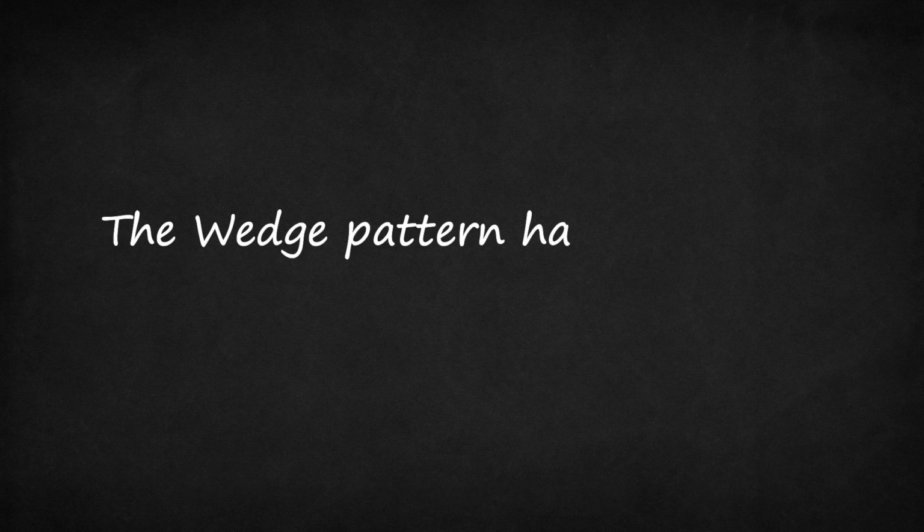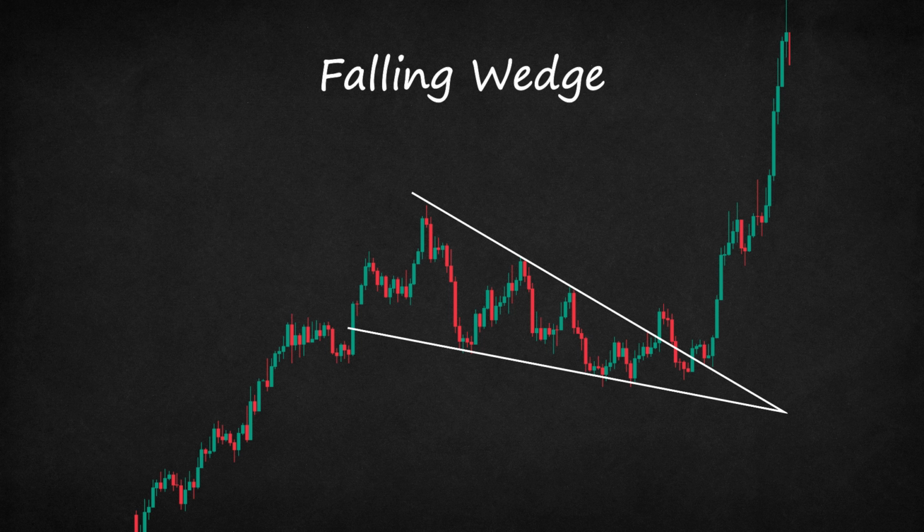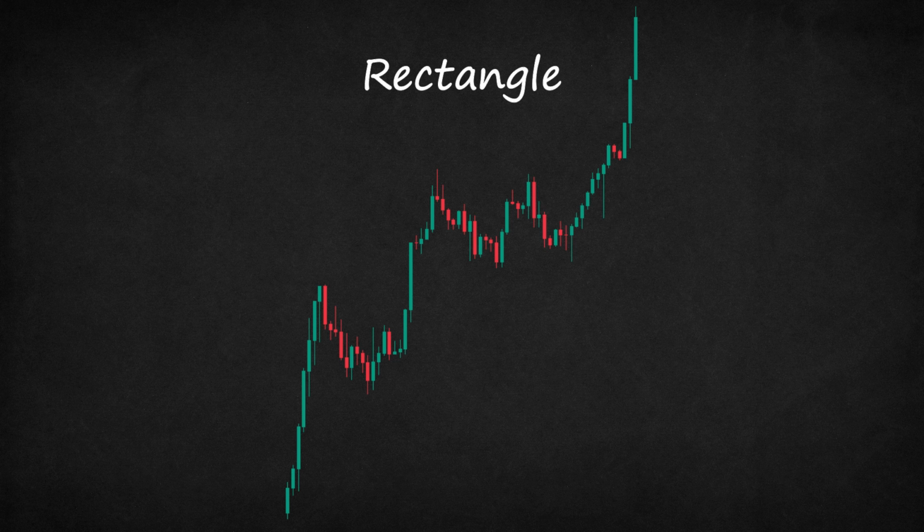The wedge pattern has two types. 1. Falling wedge. This pattern is formed from two falling swing lines. The falling wedge is always bullish. 2. Rising wedge. This pattern is formed from two rising swing lines. The rising wedge is always bearish. Rectangle pattern. The rectangle pattern is formed from two horizontal lines. The rectangle can be bullish or bearish.